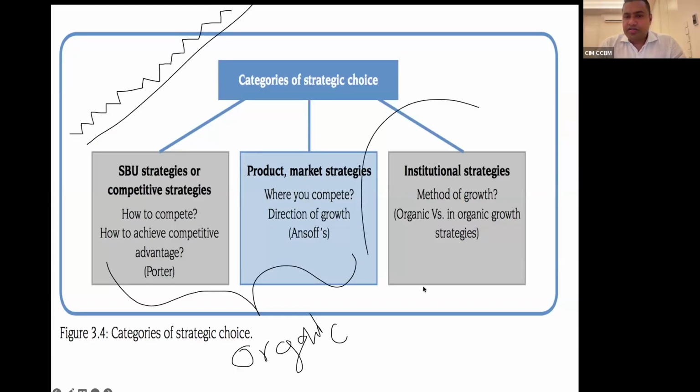But institutional strategies focus more on inorganic growth. Inorganic growth. What is inorganic growth? Inorganic growth is this. How do you make a huge jump in growth? Make a huge jump in growth. This is inorganic growth. Right?